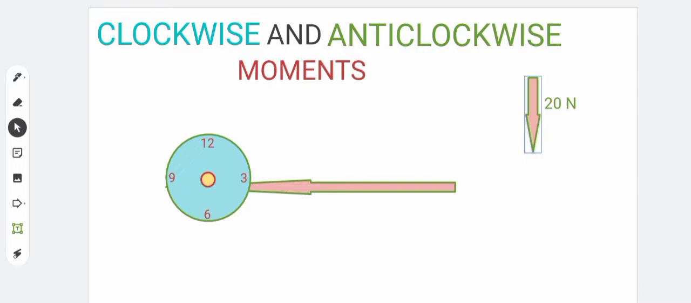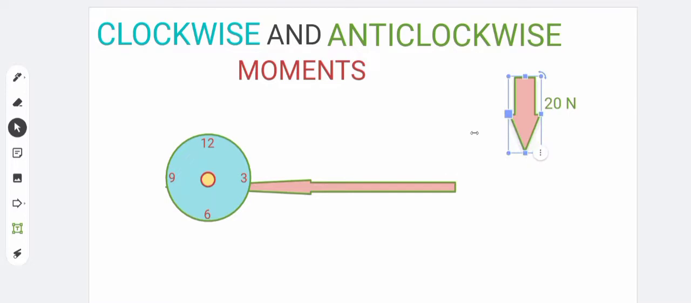In this video, we are going to be looking at how to determine clockwise and anti-clockwise moment. Now consider this. This is a clock having a long arm, and this is the long arm. Then I want to place this force in various directions on the long arm and see which direction the long arm is going to move.